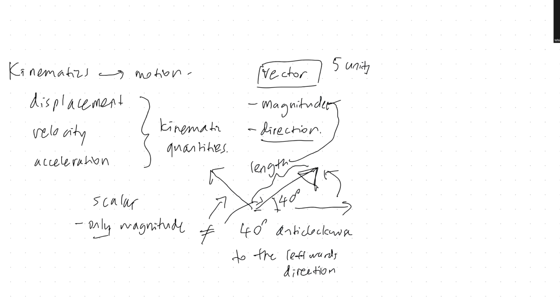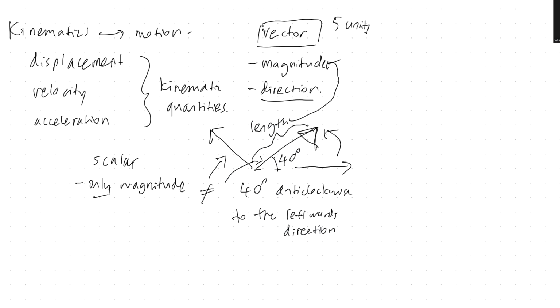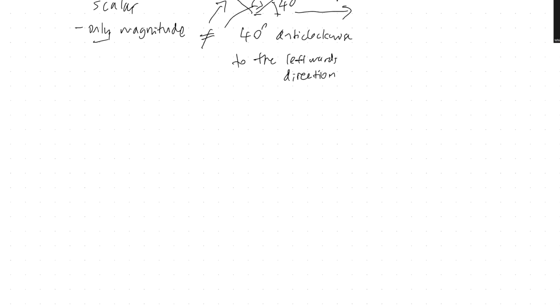And in kinematics, where do we see this contrast? Basically, in kinematics, what we observe is that we have two types of quantities, which are vectors and scalars. One example of a vector quantity will be displacement.